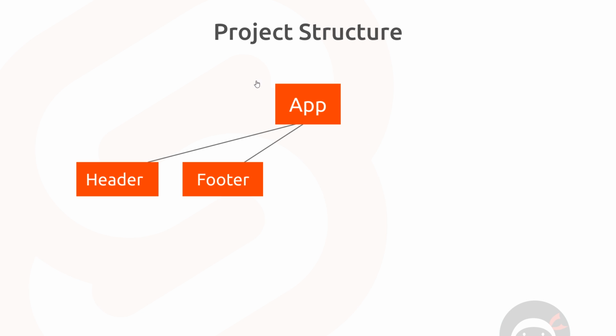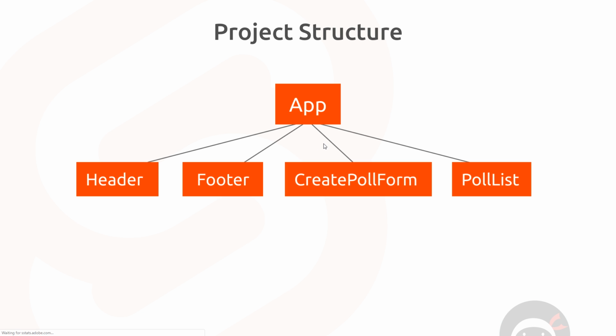Okay, so by default we have this root app component, and the first thing we're going to do is create a header component and a footer component for the top and bottom of the website, and we're going to nest those two inside app directly. And then next we're going to create two more components, a create poll form, and that's going to be where a user can fill in some information to create a new poll. And then we have a poll list component as well, and that's going to be used to cycle through the poll data and output a list of data, and they're both going to be nested directly into the app component as well.